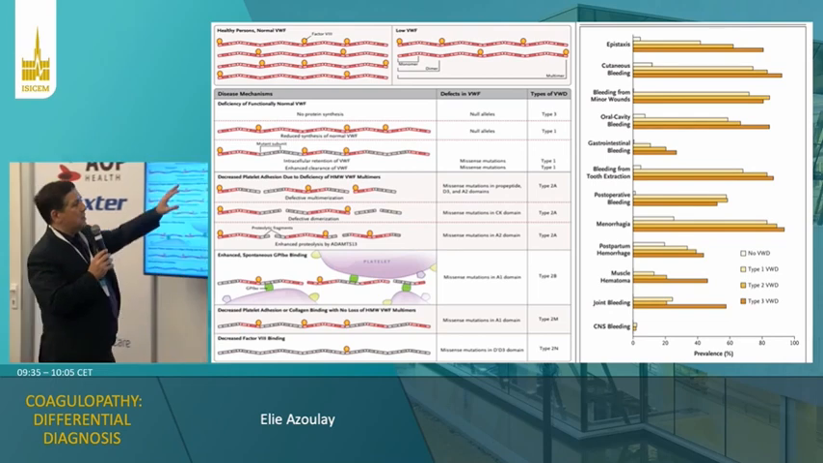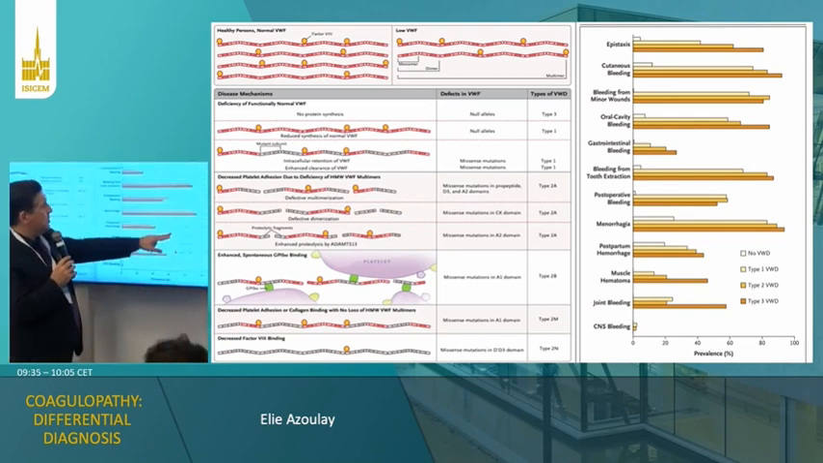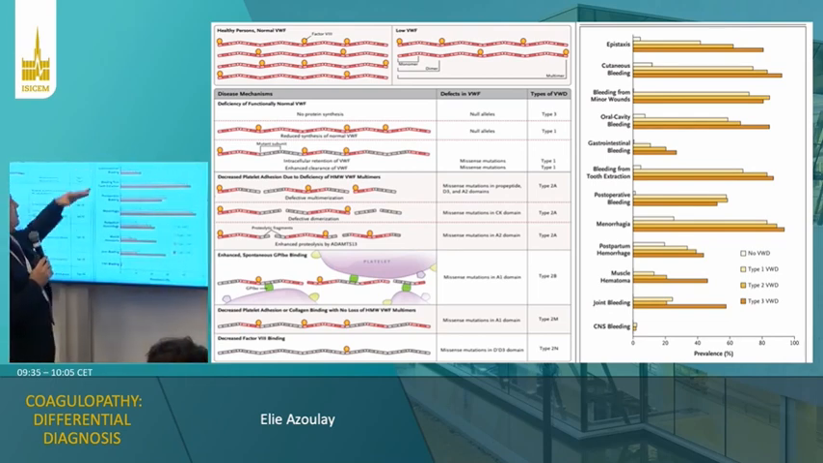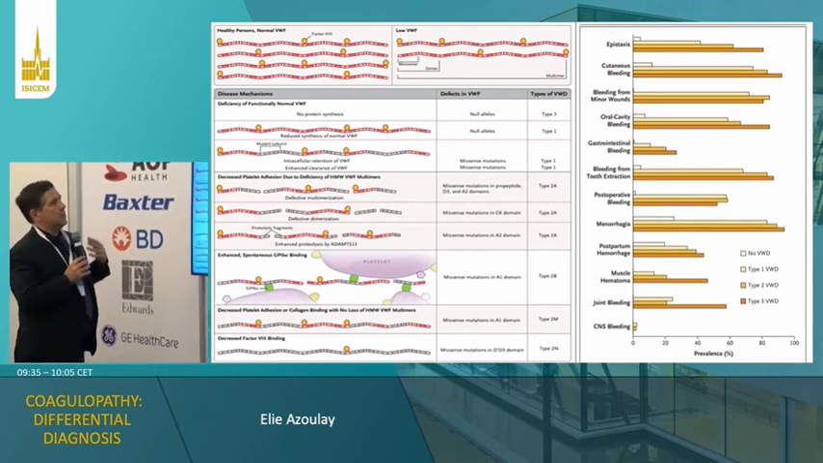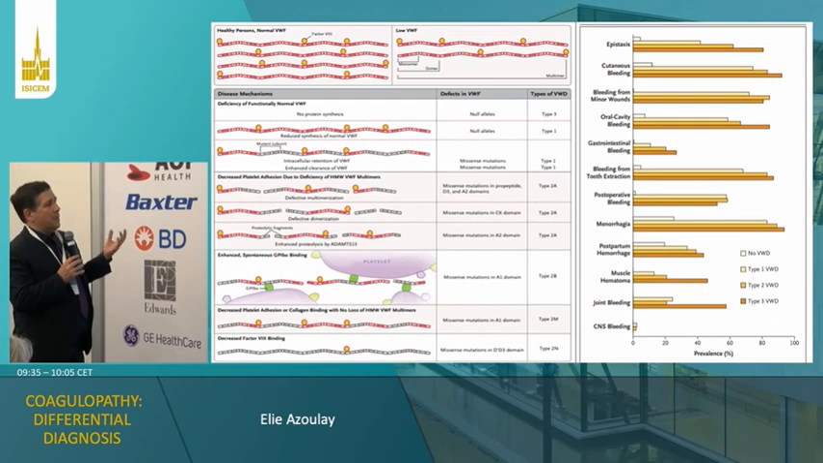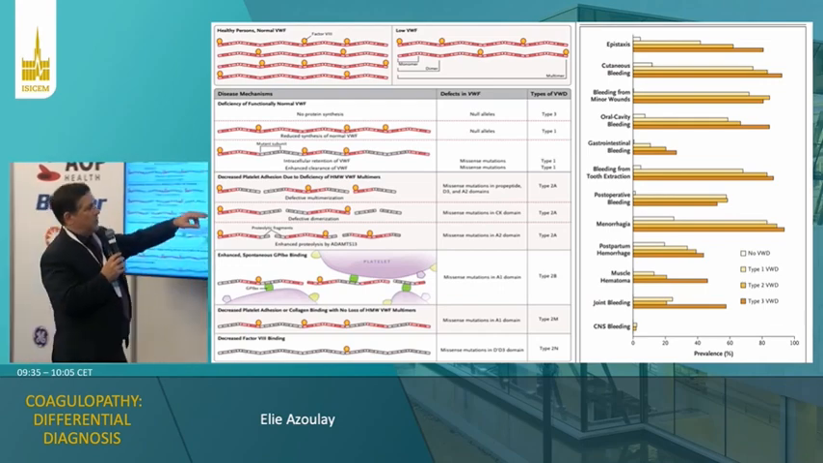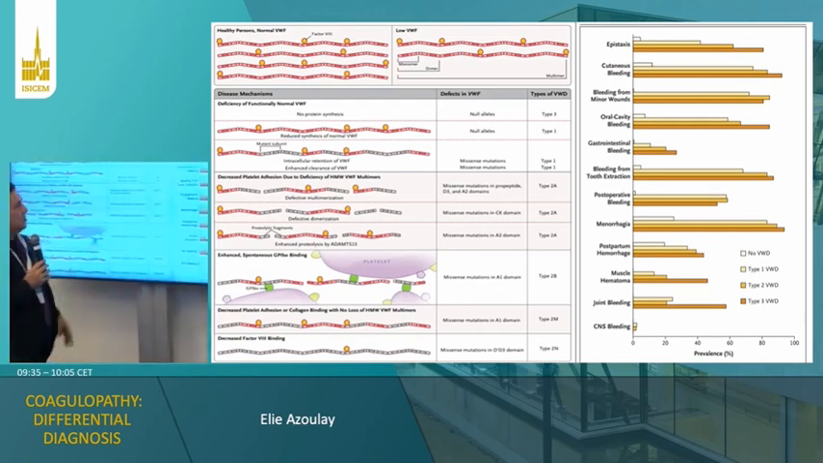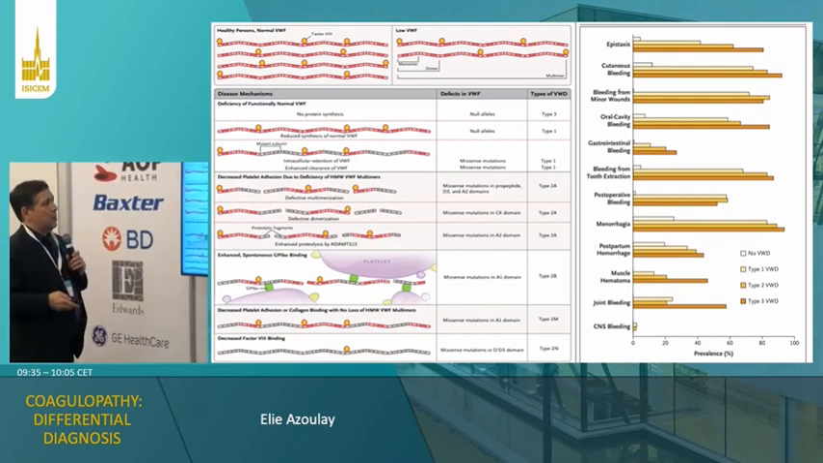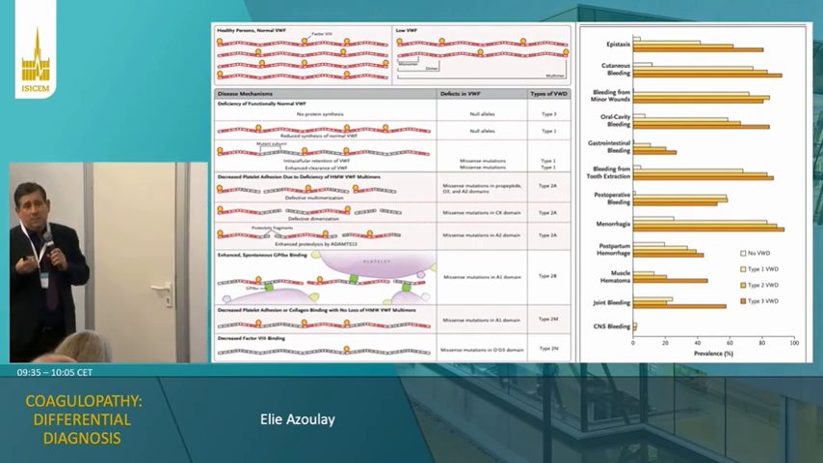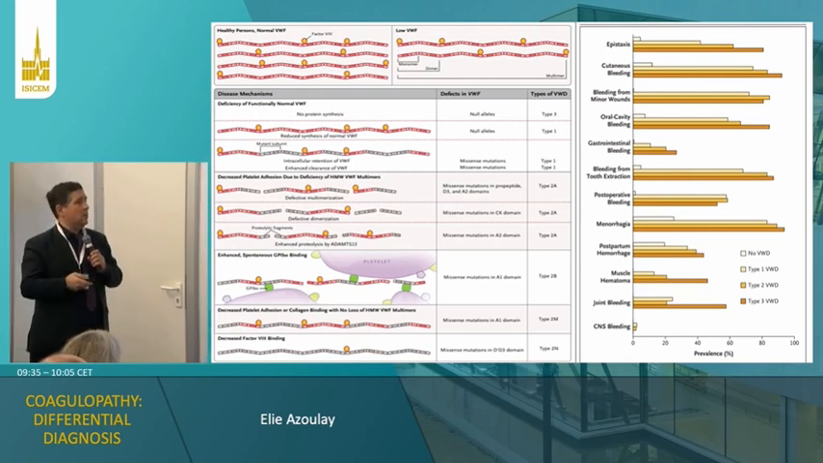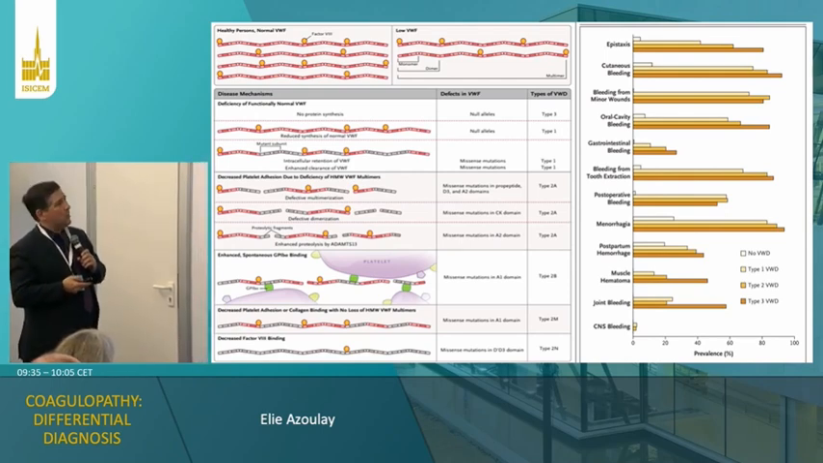You can see here that according to the phenotypes, you are going to have very different prevalences of epistaxis, cutaneous bleeding, oral cavity bleeding, GI bleeding, anything. Tooth extraction is the typical way to diagnose von Willebrand, etc. But you really need to be aware that this is a very simple disease, but you need to get, I would say, frequently to the diagnosis.